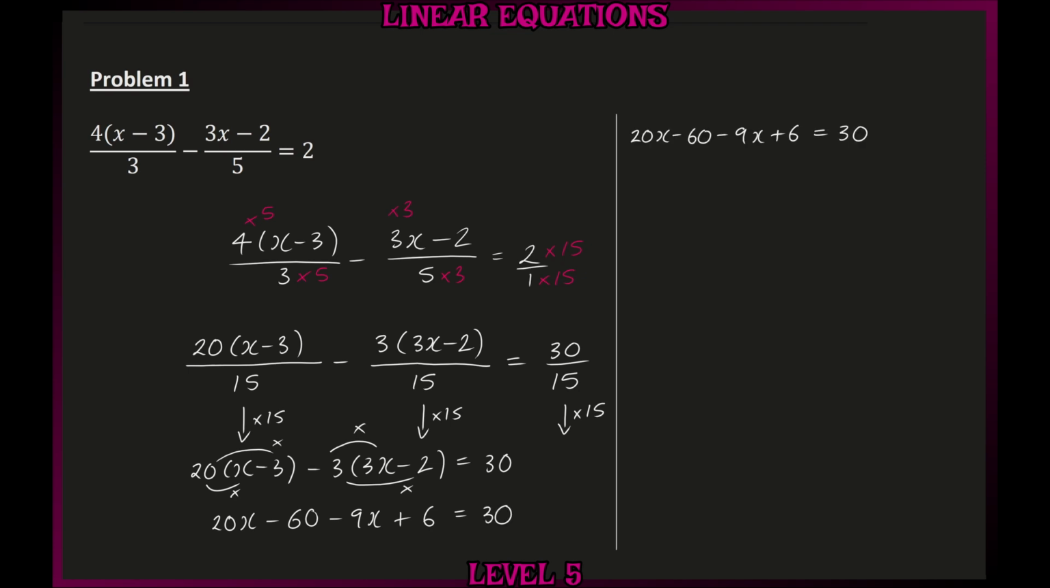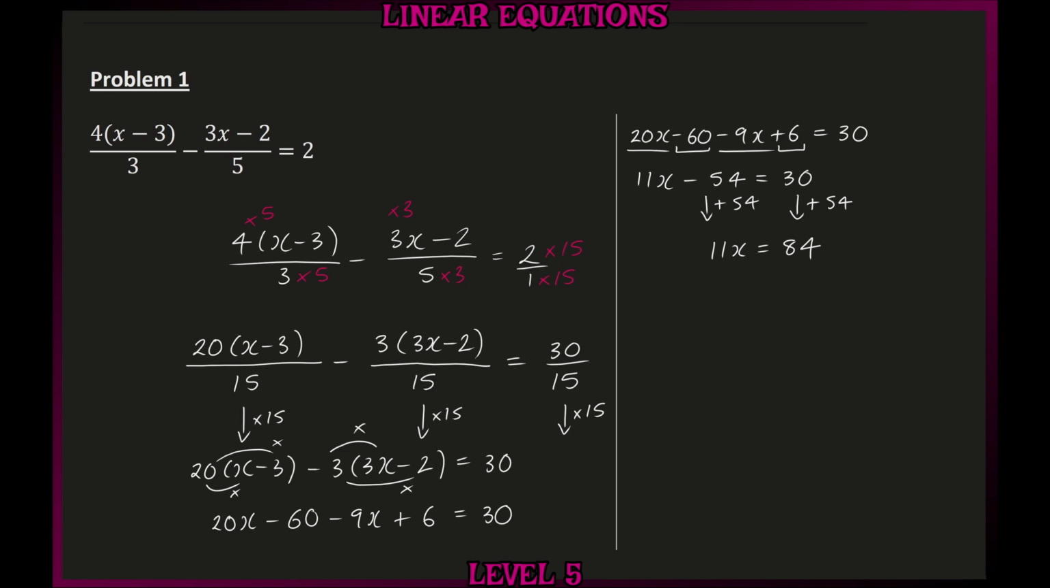Now going back to the left hand side, we can simplify by collecting like terms together. So 20x minus 9x gives us 11x, minus 60 plus 6 gives us minus 54, and we still have 30 on the right. We'd now like to remove the minus 54 from the left, so we can add 54 to the left and do the same to the right. And on the left, the minus 54 and the plus 54 cancel out to just leave us with 11x. And on the right, 30 plus 54 gives us 84.